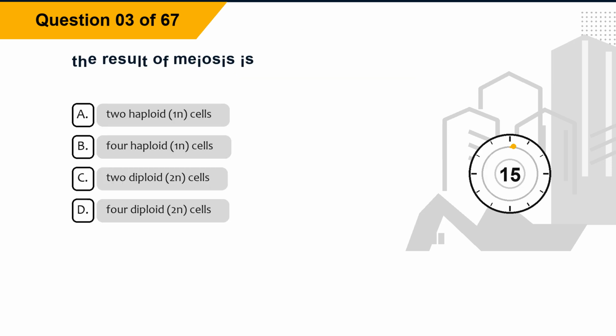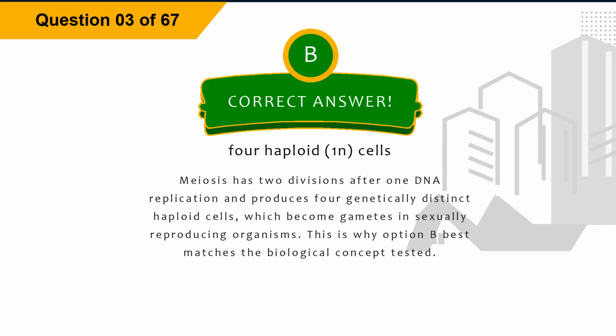Question 3. The result of meiosis is: Option A, 2 haploid, 1N, cells. Option B, 4 haploid, 1N, cells. Option C, 2 diploid, 2N, cells. Option D, 4 diploid, 2N, cells. The correct answer is option B, 4 haploid, 1N, cells.